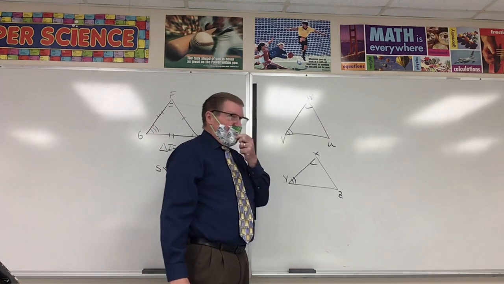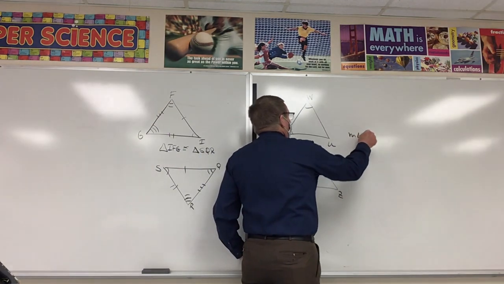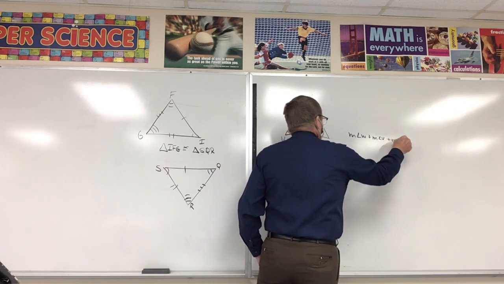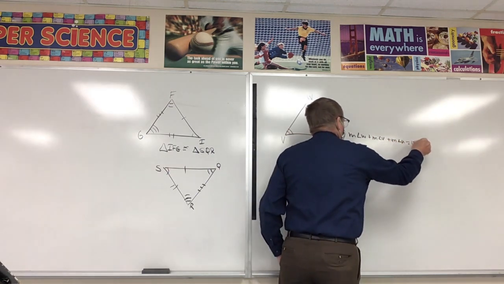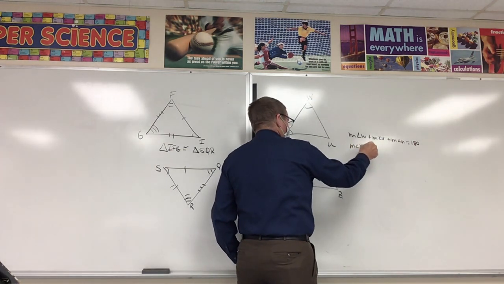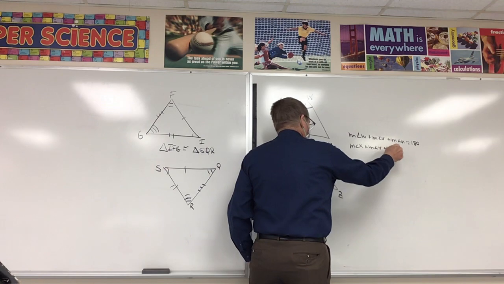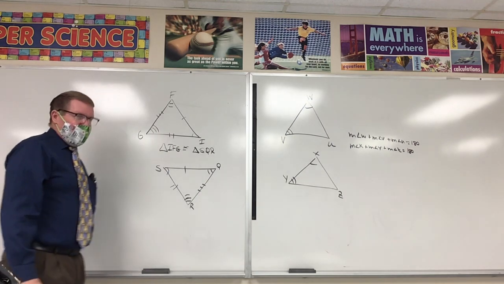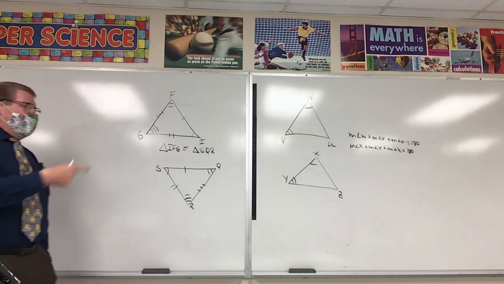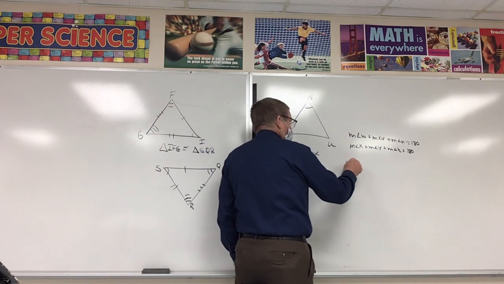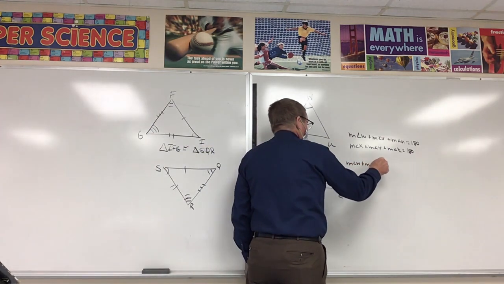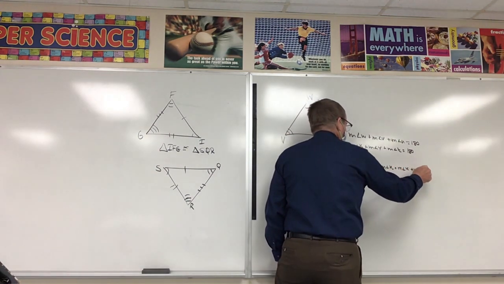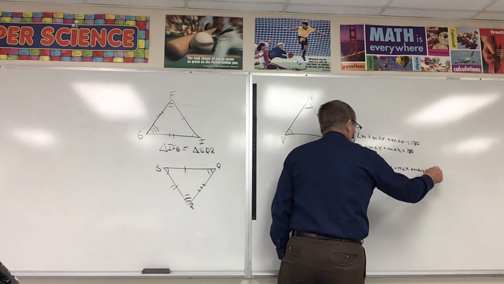All the angles add up to? The measure of angle W plus the measure of angle V plus the measure of angle U equals 180. And then I know the measure of angle X plus the measure of angle Y plus the measure of angle Z equals 180, because I know that the angles of a triangle add up to 180. And now I can say that they're all equal to each other. Measure of angle W plus the measure of angle V plus the measure of angle U equals the measure of angle X plus the measure of angle Y plus the measure of angle Z.